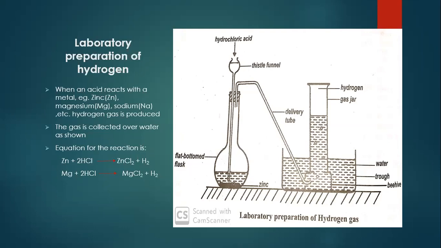So that's the equation you have, compared to the other one. You have zinc and hydrochloric acid giving you zinc chloride and hydrogen gas. And the same thing for magnesium too. You have the same reaction.